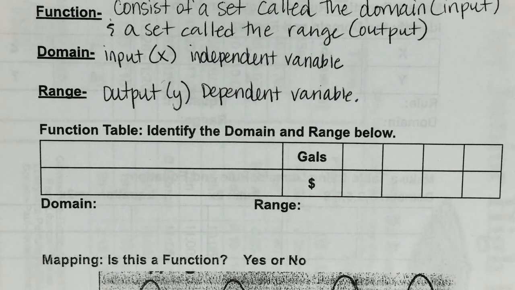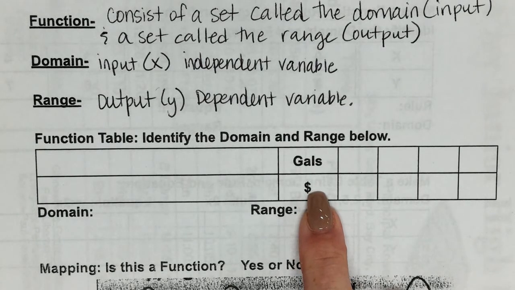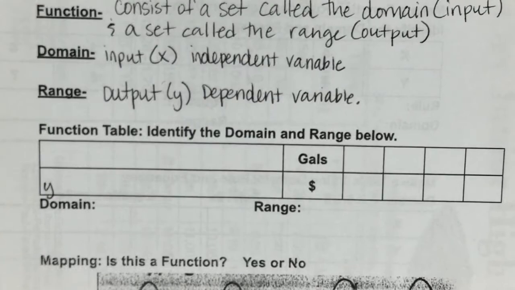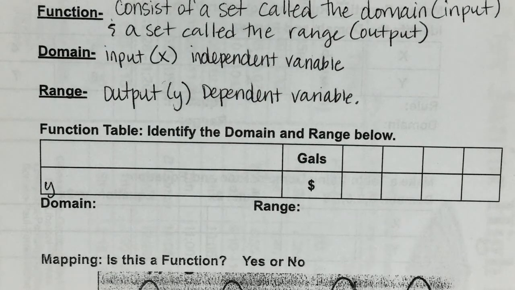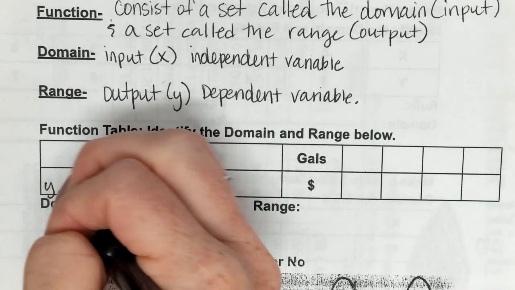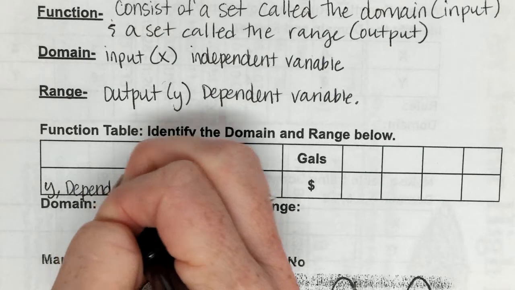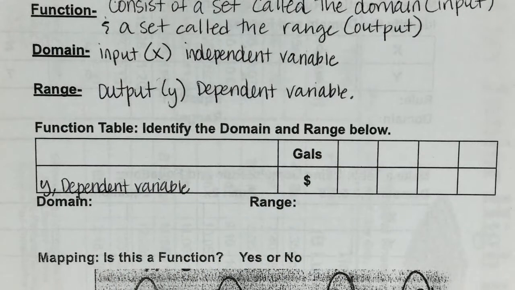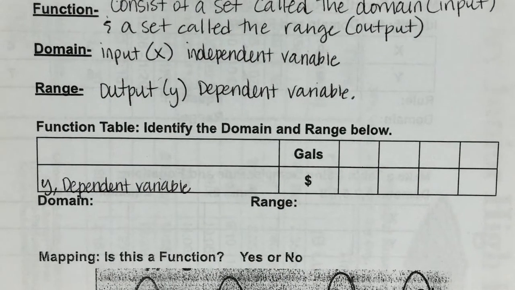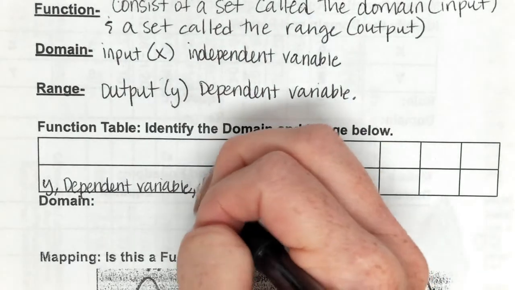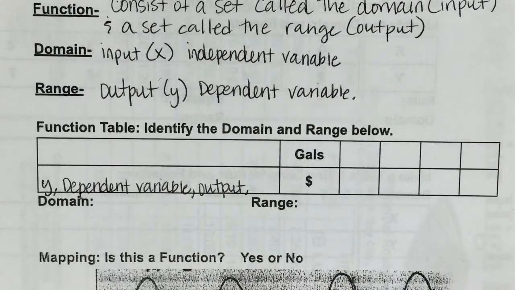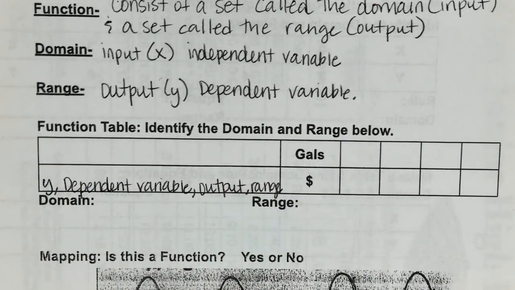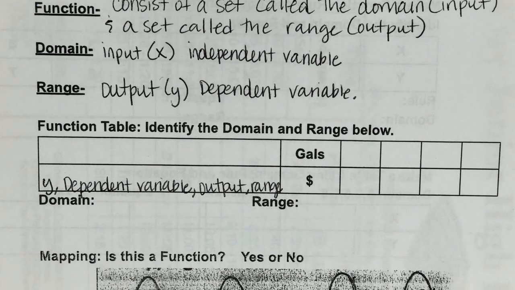Does that make sense? So this is the dependent variable. It's the y. It depends on the gallons. My cost depends on how many gallons I purchase. So my y is my dependent variable. And we learned that the dependent variable is also known as the output, and that's also known as the range. So I could call this any one of those vocabulary words, and you should know what it means. Yes?